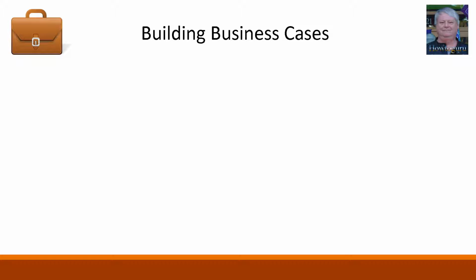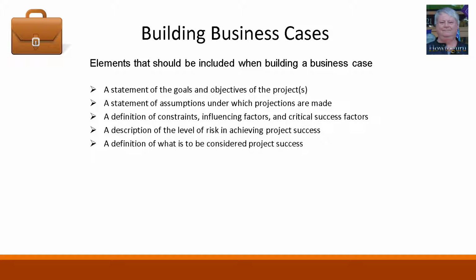Elements that should be included when building a business case include the following. First, you'll need a statement of the goals and objectives of the project, followed by a statement of assumptions under which these projections are made. Next, it will be important to deliver a definition of constraints, influencing factors, and critical success factors. A description of the level of risk in achieving project success is also important. Next, you'll want to put into the project a definition of what is to be considered project success.